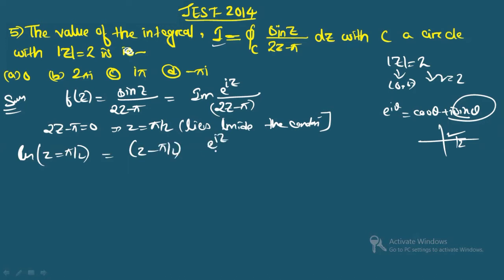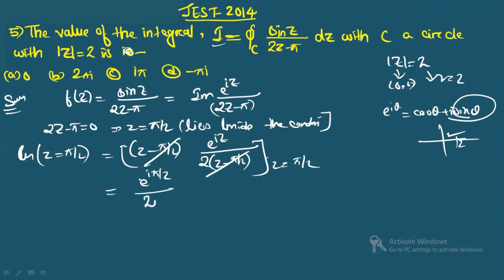z minus pi by 2 times the function, which is e to the power iz by 2 taking 2 common, over z minus pi by 2, and here z equals pi by 2. So z minus pi by 2 gets cancelled, and we get e to the power i pi by 2 divided by 2. You have to take the imaginary part of e to the power i pi by 2, you will get 1 by 2. Yes or no? Taking the imaginary part, the residue is 1 by 2.